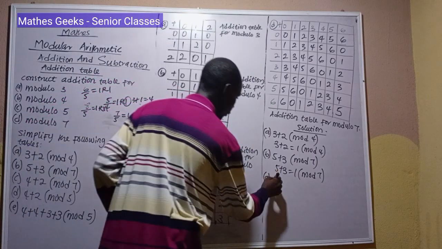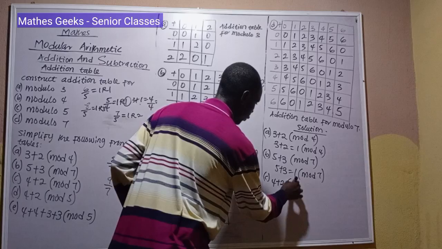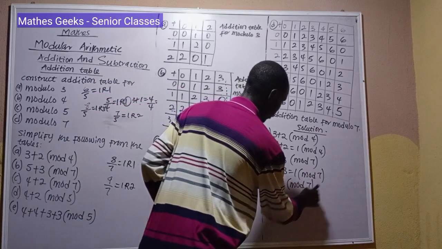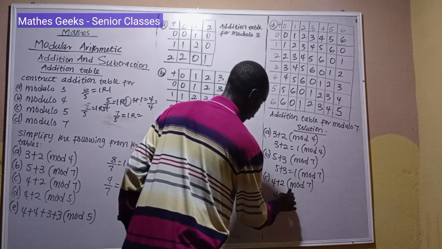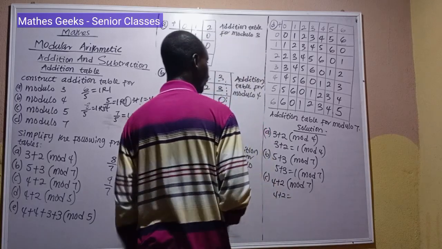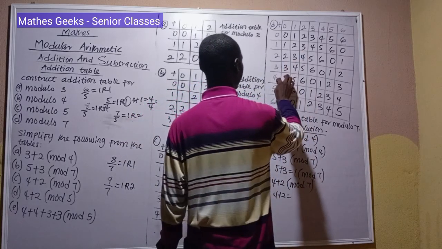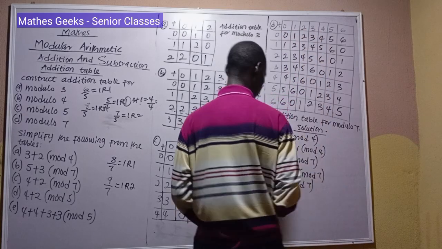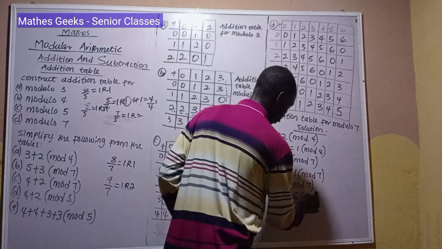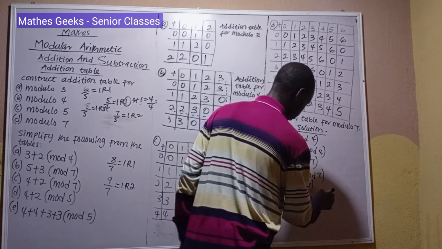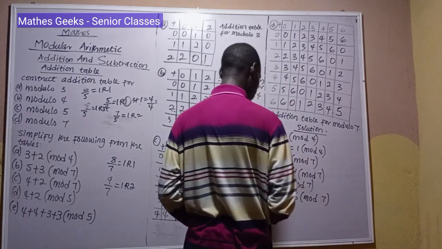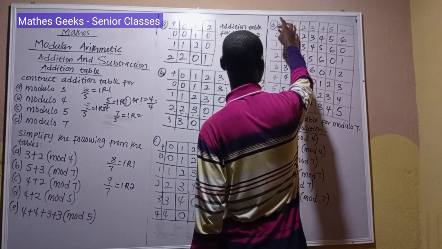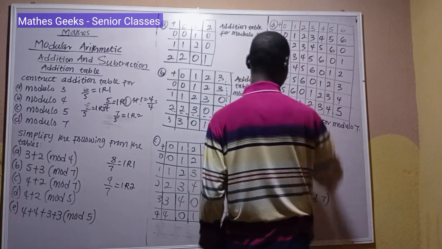4 plus 2, this is to be done in mod 7. So mod 7, 4 plus 2, bring it down to where you have 4, that's 6. 4 plus 2 is 6 in mod 7. The same way, if you start from 4 here, 4 plus 2, trace it down, 6.